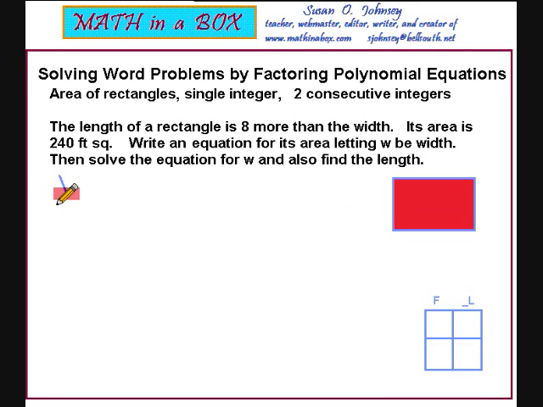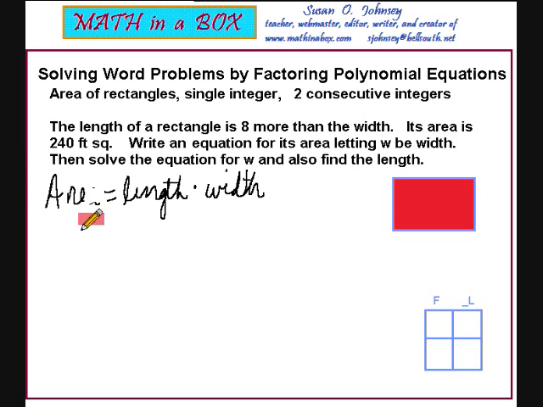We know the area of a rectangle is found by multiplying the length and the width. Area equals length times width. In this problem we are given the fact that the area is 240 feet square. So I can replace the area with 240.